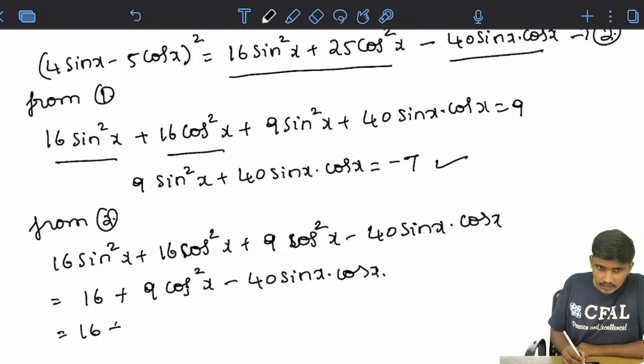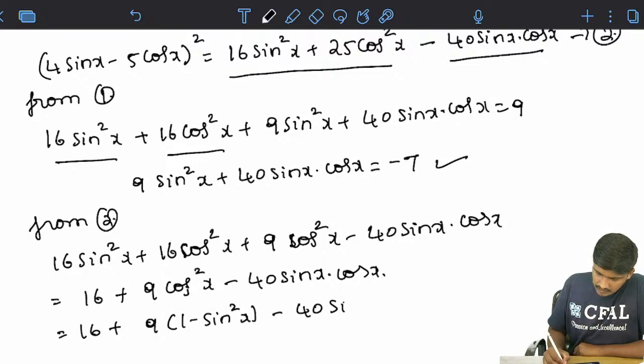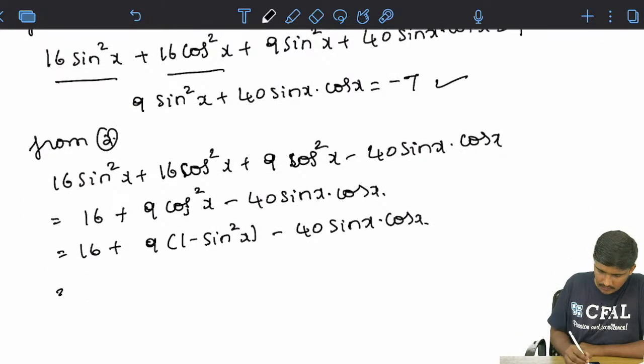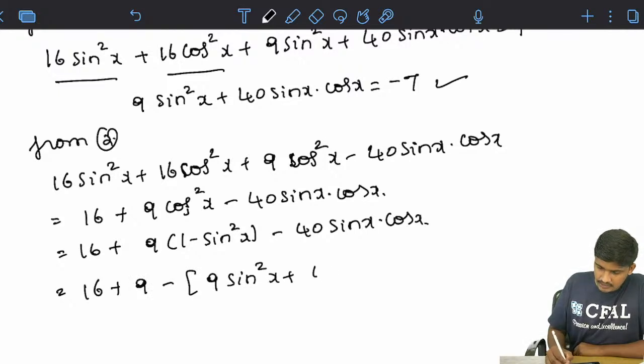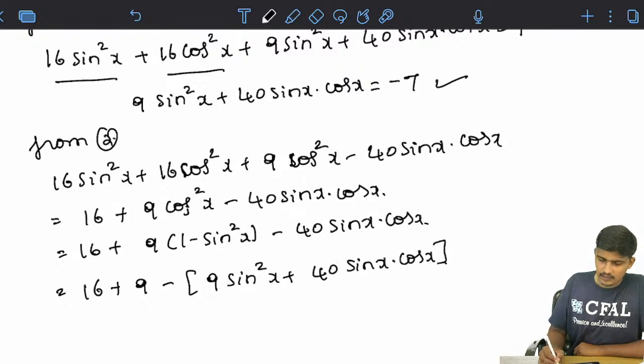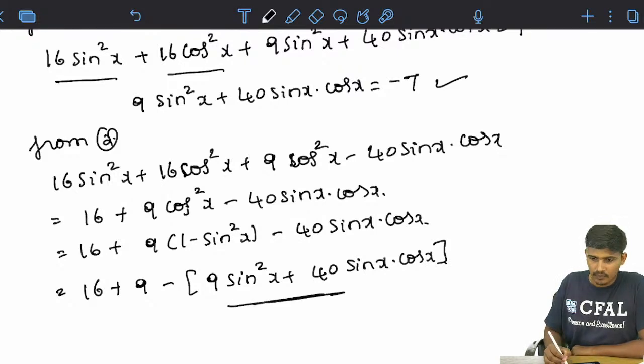So this is 16 plus 9 cos square x. I am writing it as 9 into 1 minus sin square x minus 40 sin x into cos x, right? So cos square x I am writing as just 1 minus sin square x. So this is nothing but 16 plus 9 minus 9 sin square x plus 40 into sin x into cos x. We know the value of this expression: 9 sin square x plus 40 sin x into cos x is equal to minus 7.